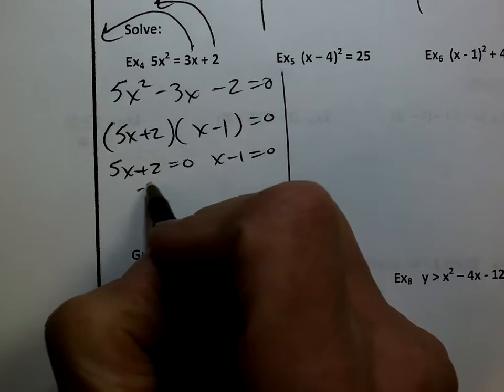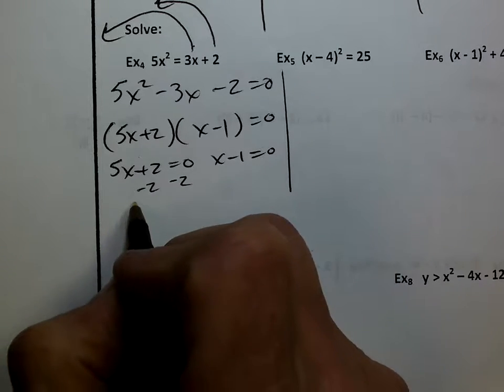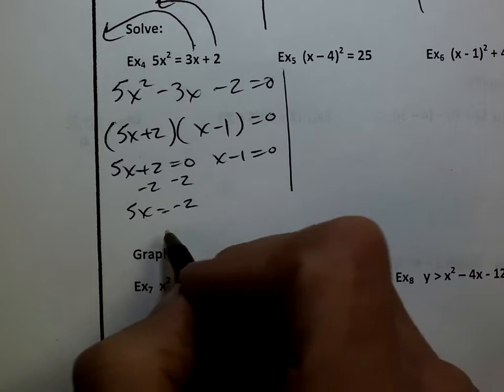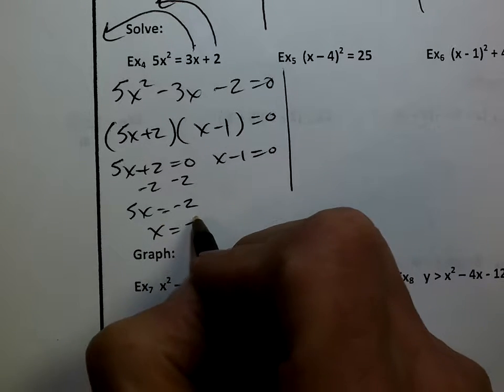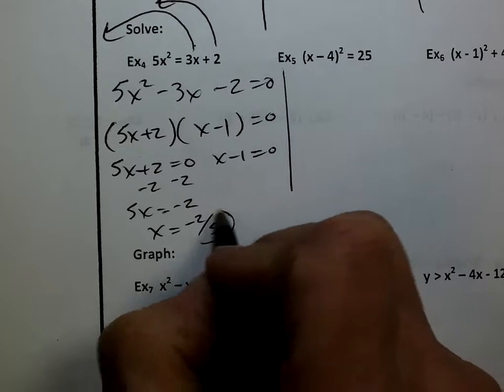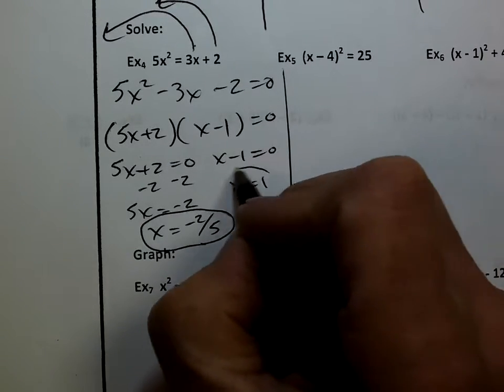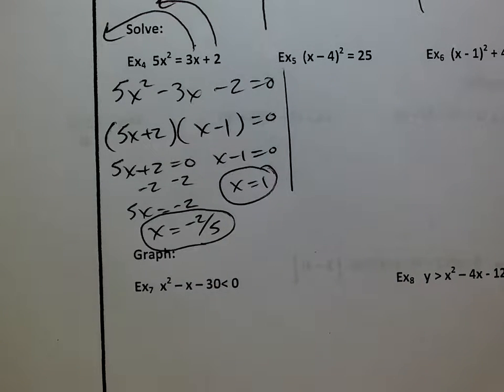So I'm going to go minus 2, minus 2. I've got 5x equals negative 2. Divide by 5, and one answer is negative 2 fifths. That's one of the 2 answers, and then in this one, plus 1, plus 1. The other answer is just a positive 1, okay? We've been doing this forever, haven't we? Okay.